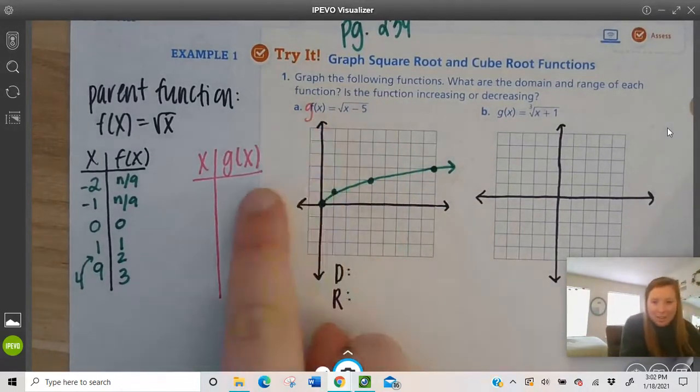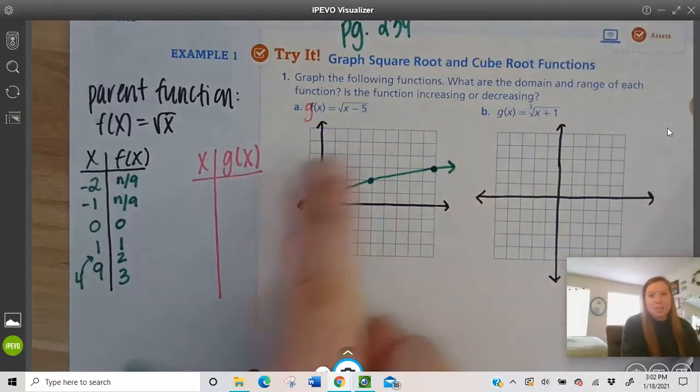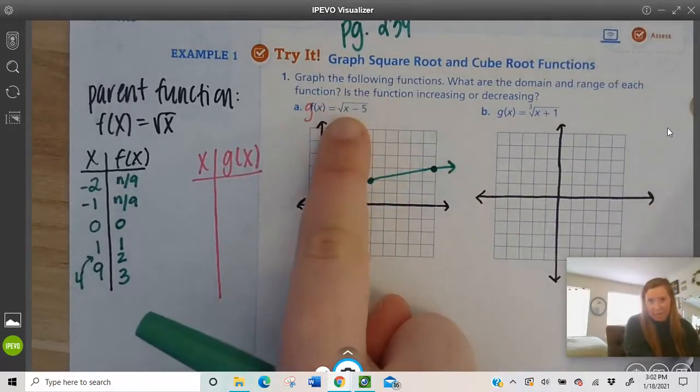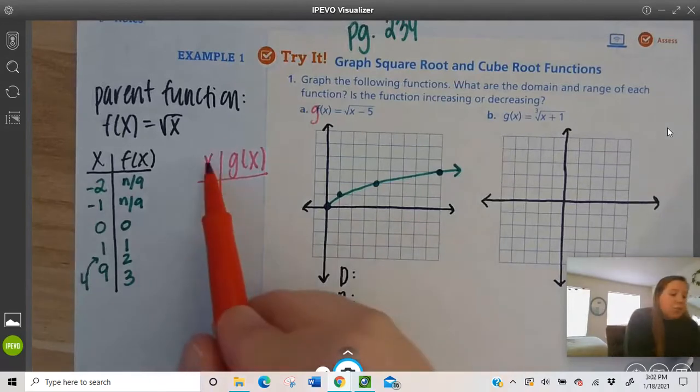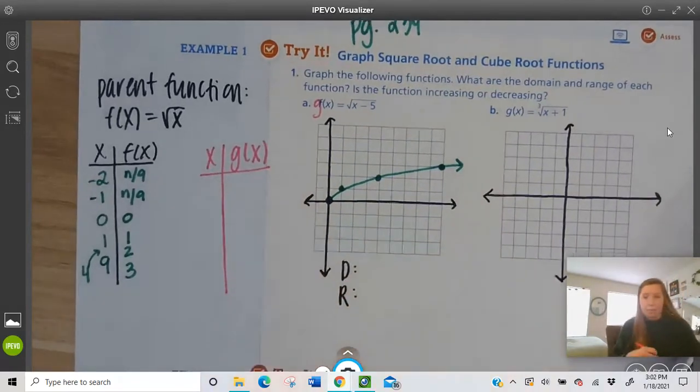I called it g of x, and I'm going to make a new t-table to see what this function here, the square root of x minus 5, is going to look like. And if we take a peek at example number 2, or take some of our previous knowledge about transformations of functions, maybe we can get an idea of what this graph is going to look like.